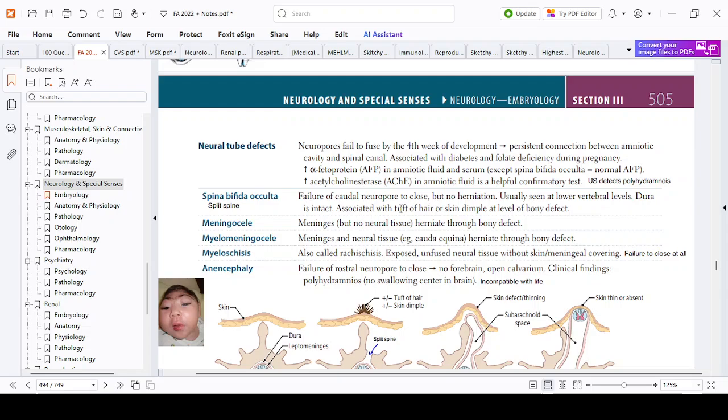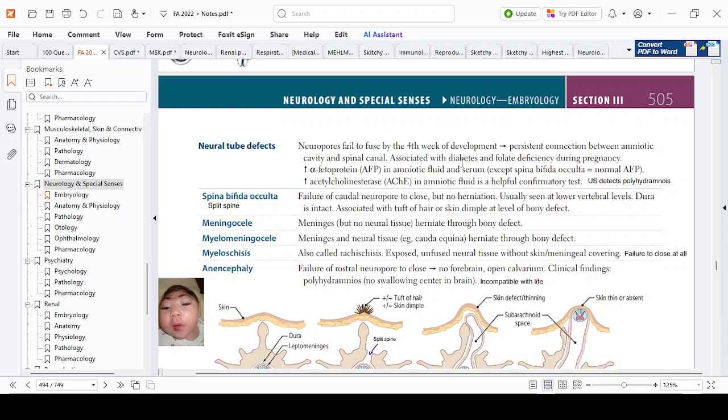So let's come back here. It's simply the spina bifida occulta. Remember, first let's discuss this. We said that type 1 diabetes, obesity, valproic acid and carbamazepine can all lead to this problem. It's not only the folate deficiency. It can be type 1 diabetes, obesity, valproic acid or carbamazepine. All these can lead to this.